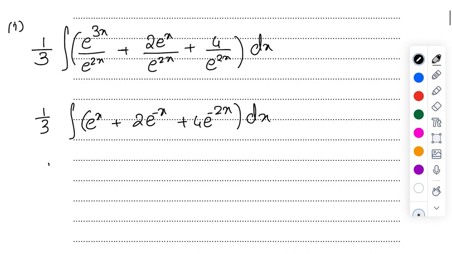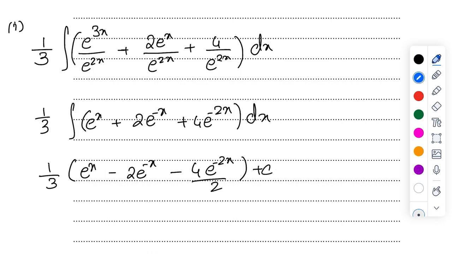So what does that become? 1 upon 3, e power x integral is e power x, e power minus x integral is minus e power minus x, and it becomes minus 4 e power negative 2x upon 2 plus c. So my final simplified answer will be 1 upon 3 e power x minus 2 upon 3 e power negative x minus 2 upon 3 e power negative 2x plus c. This is going to be the answer for part 1.